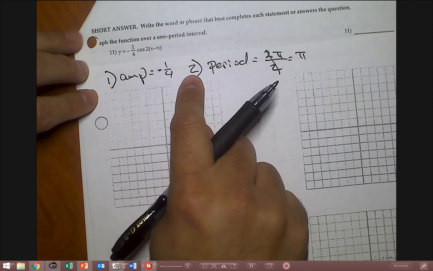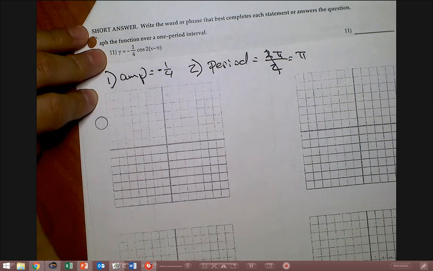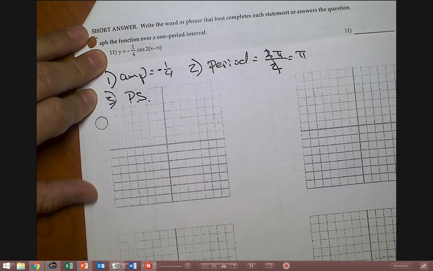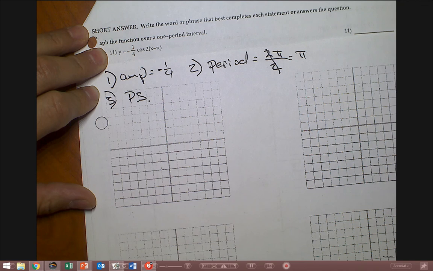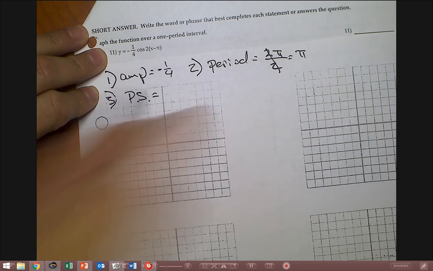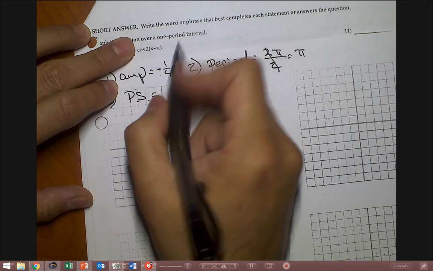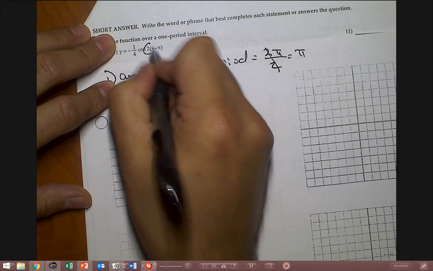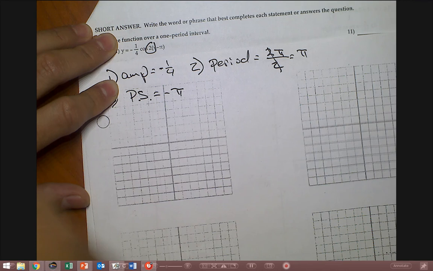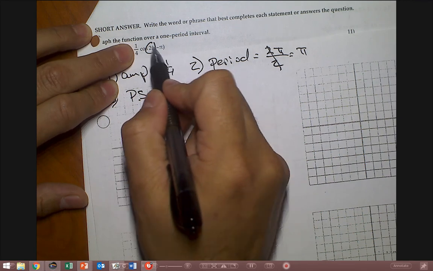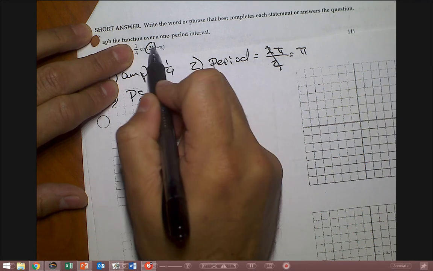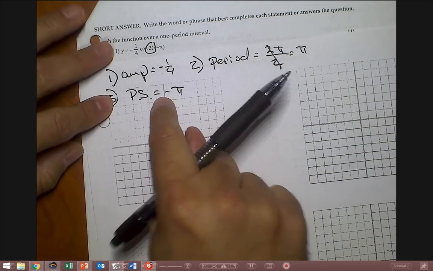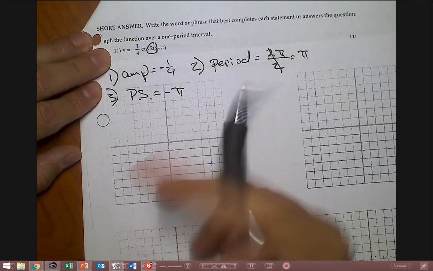Okay. So step 3. What's step 3 going to be? What is my phase shift going to be here? Just negative pi. Do you know why it's negative pi? The 2 is already factored out. We would normally go whatever this value is divided by my b, but the b value is already factored out here, so I don't even have to worry about that. So my phase shift is just going to be negative pi. All right, what's the next thing?